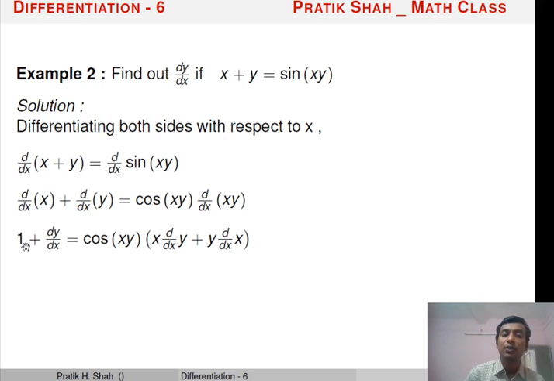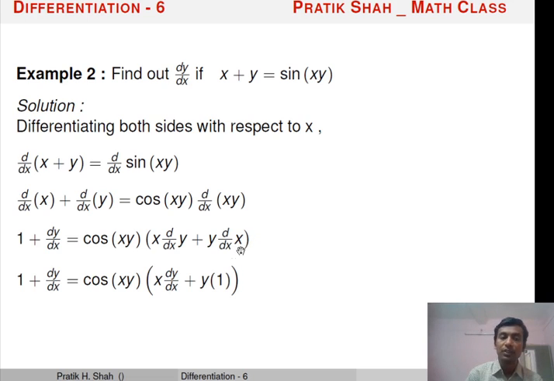Differentiation of x with respect to x is equal to 1. This is dy by dx, cos xy as it is, and here we need to apply the multiplication rule to find the derivative. So first function as it is into differentiation of second function, plus second function as it is into differentiation of first function. So we get x into dy by dx plus y into differentiation of x with respect to x, which is 1. So cos xy will be multiplied by both the terms here. It means x cos xy into dy by dx plus y into cos xy.